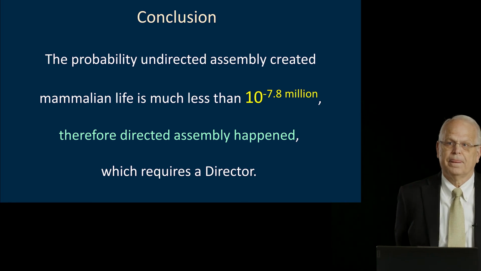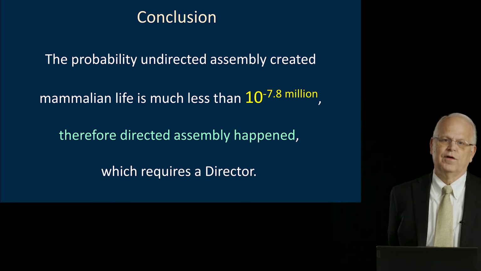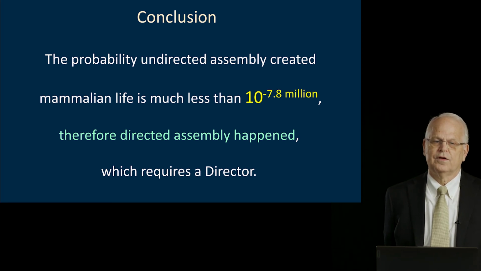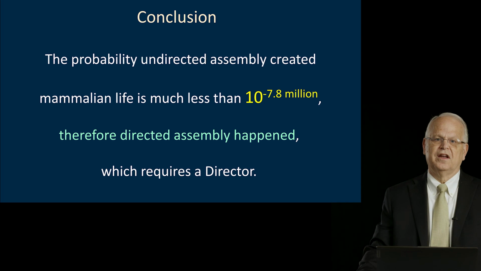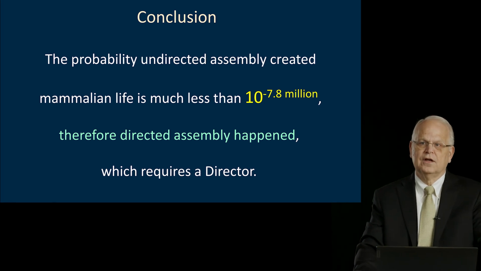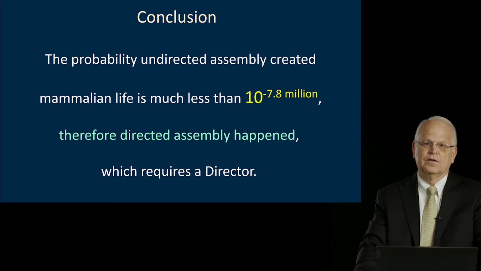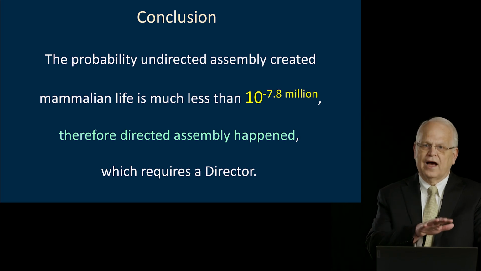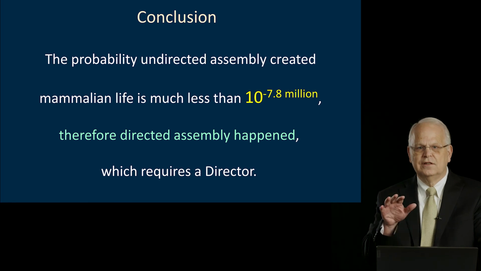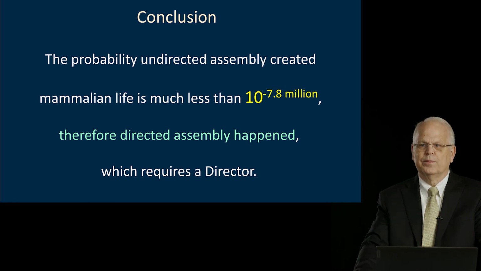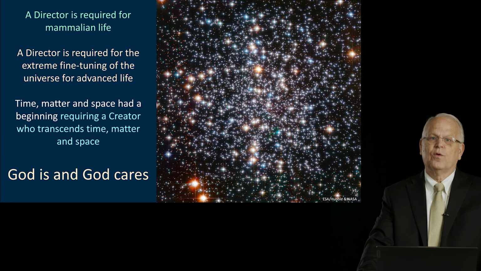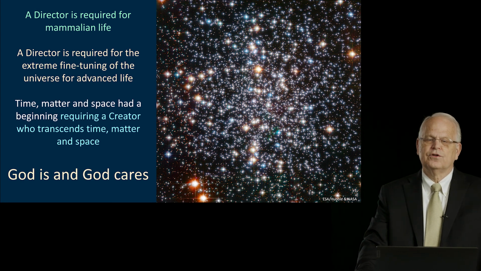So where does that leave us? So that leaves us with a conclusion that we can be very confident about, that the probability that undirected assembly can create mammalian life is much less than 10 to the minus 7.8 million. And this is something that we can have high confidence in, that it puts to rest the whole idea that undirected assembly can account for life. Now, if undirected assembly did not happen, then directed assembly did happen. If directed assembly happened, that requires a director. So a director is required for mammalian life. And we've shown that clearly, and it's something that we can have high confidence in.